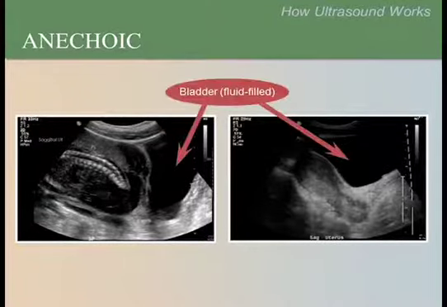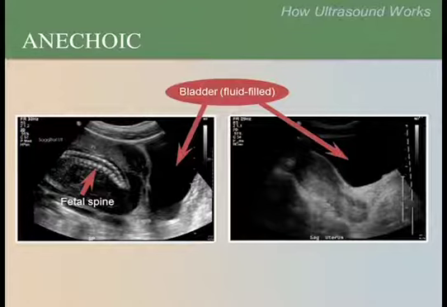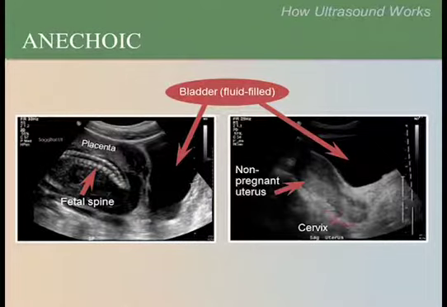In these two images, the anechoic structures are the bladder, which is fluid-filled. Other structures that should be noted here include the hyperechoic fetal spine on the left and the hypoechoic or gray-colored placenta on the left and the uterus and cervix on the right.